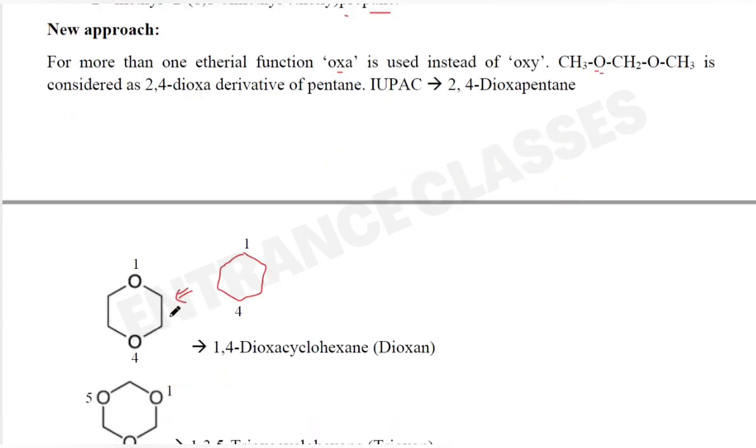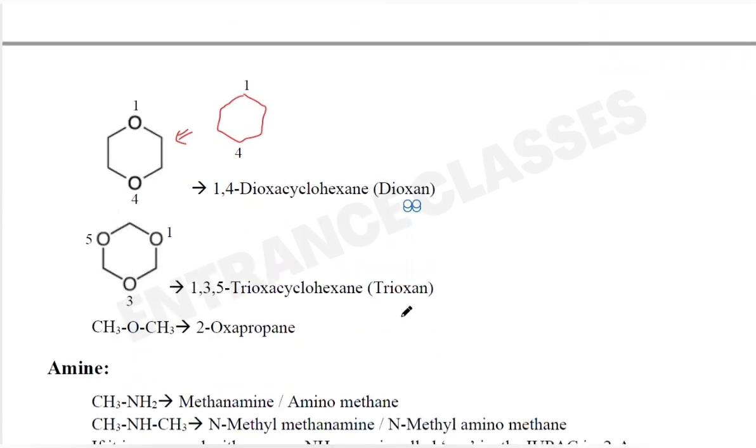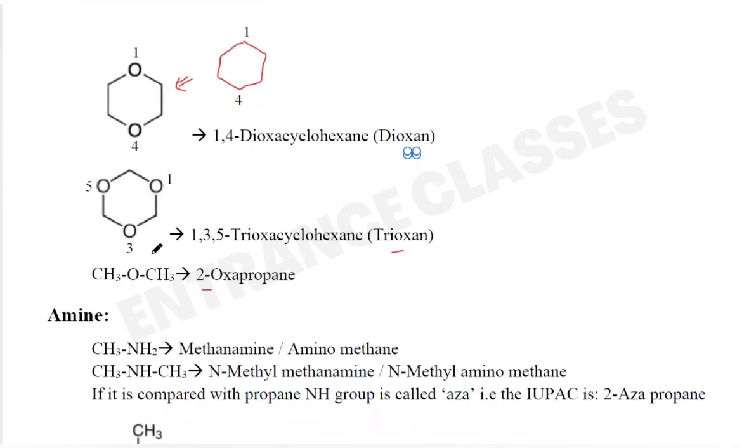So it is the derivative of cyclohexane. So 1 and 4 position are replaced by oxa. So this is 1,4-dioxacyclohexane. Dioxane. It is 1,3,5-trioxacyclohexane. Trioxane. This is simply in this manner. It will be 2-oxapropane. So oxa nomenclature, just considering O in place of CH2.